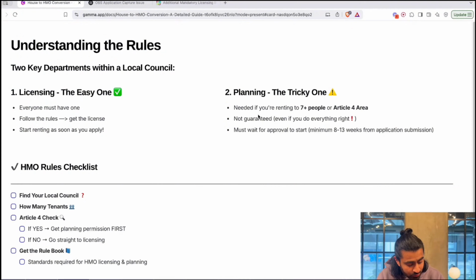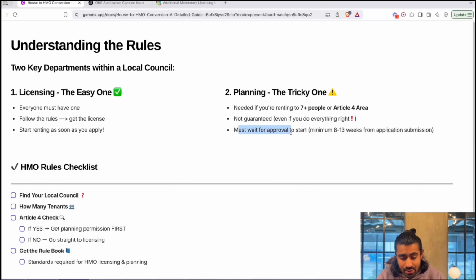There might be quite a lot of information here, so I've created a rules checklist. I'm going to go through this with the live example that I spoke to you guys about. But before that, one thing to note with planning is it's never guaranteed, because licensing is more black and white. With planning, there are things outside of your control. For example, if there is an X level of concentration of HMOs within your street, then no matter how nice of a HMO you create, you're not going to get planning permission.